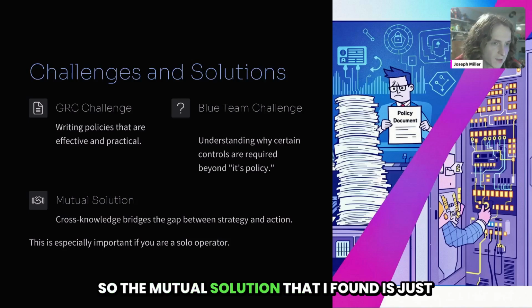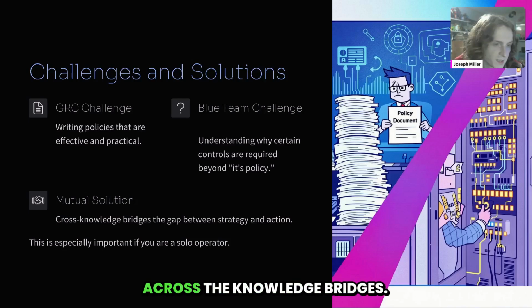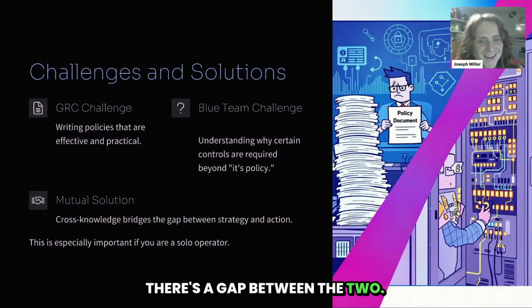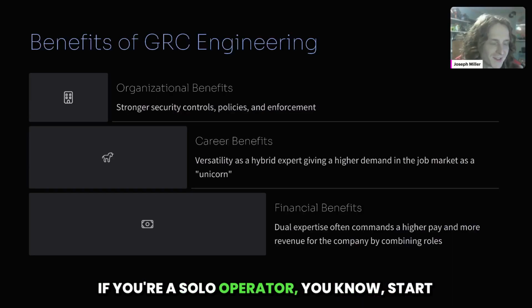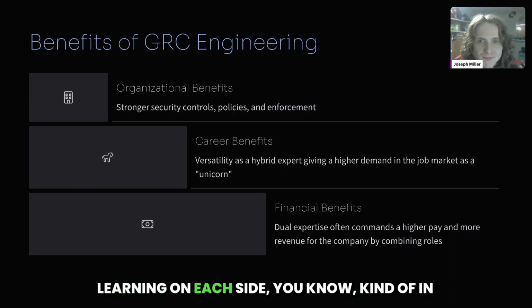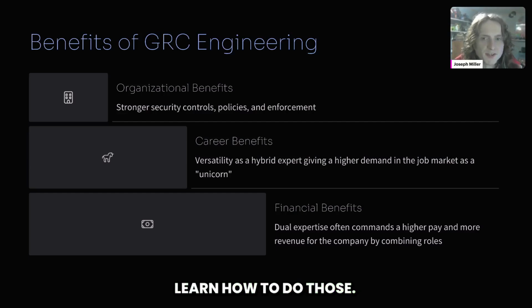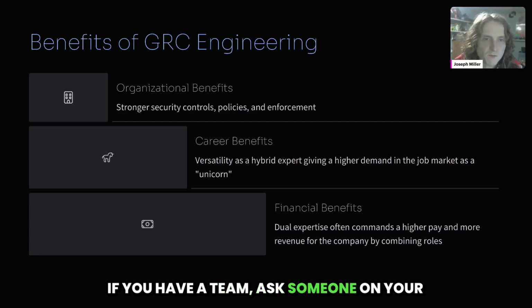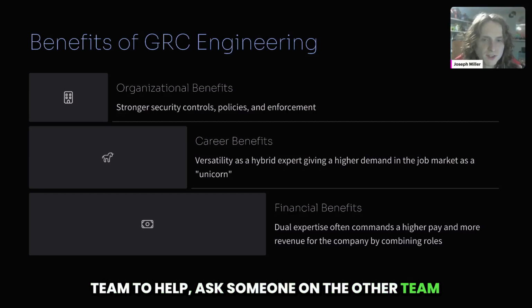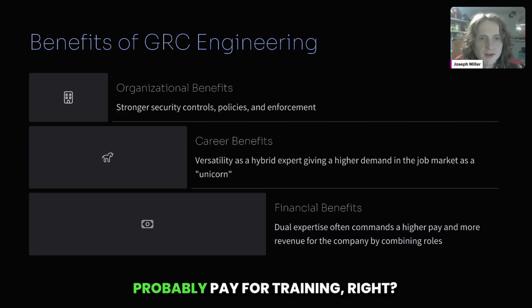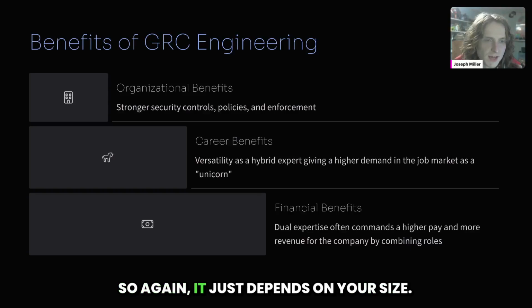So the mutual solution that I found is just to cross the knowledge bridges. There's a gap between the two. If you're a solo operator, start learning on each side, go through those challenges, and learn how to do those. If you have a team, ask someone on your team to help, or ask someone on the other team to help. And if you're a big organization, they'll probably pay for training, right? So again, it just depends on your size.